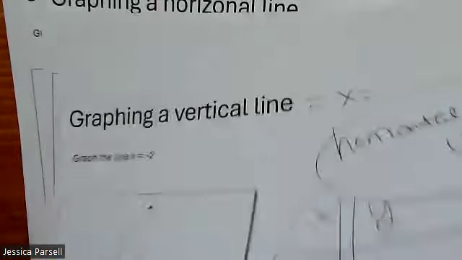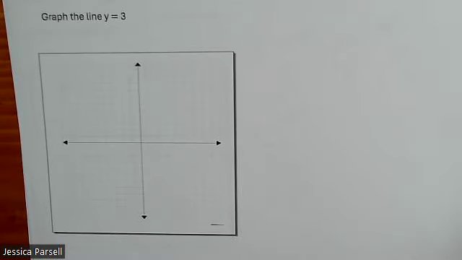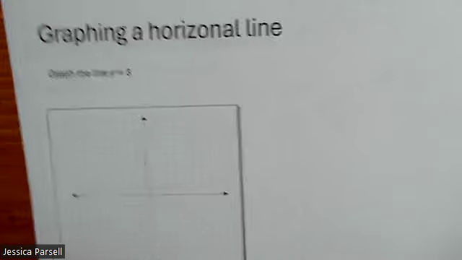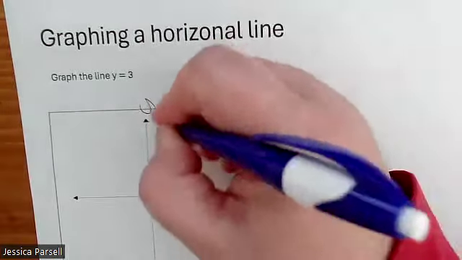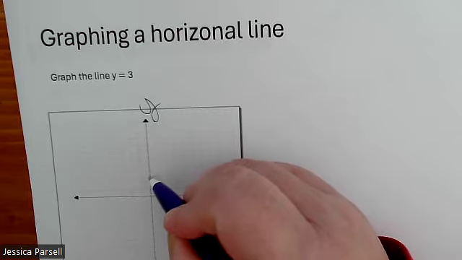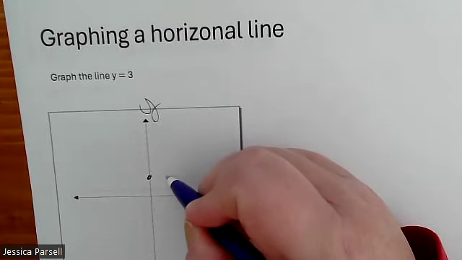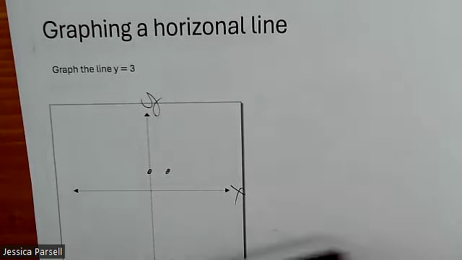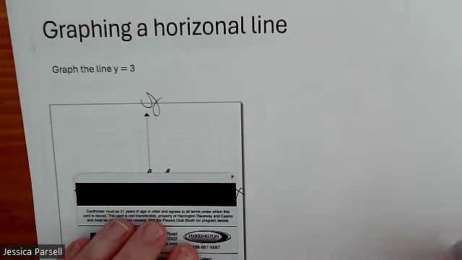Let's take a look at one of those. Graphing a horizontal line. Okay, y equals 3. So you're going to go to your y-axis. You're going to come up to 1, 2, 3. You're going to plant it. Then you're going to pick another point somewhere that's going to make that a horizontal line.